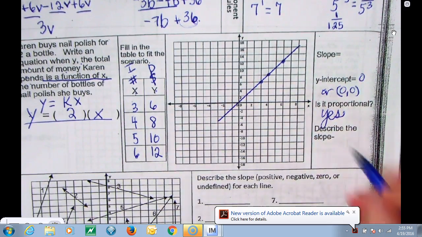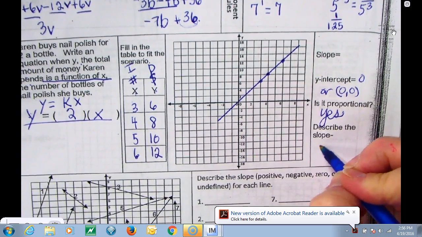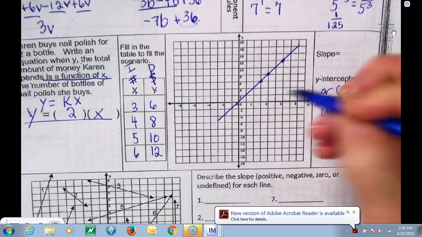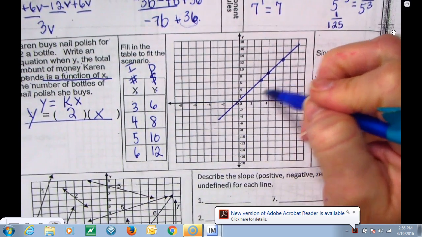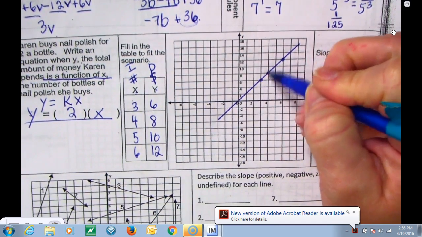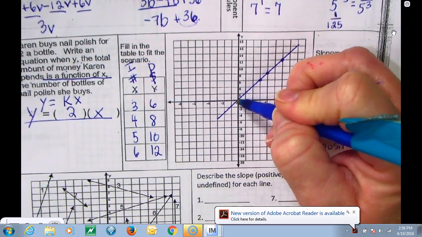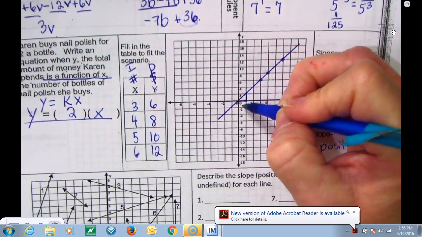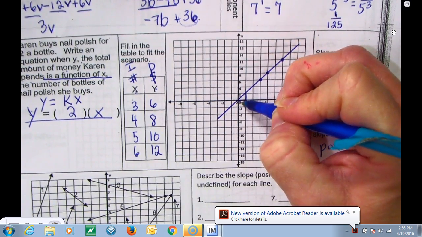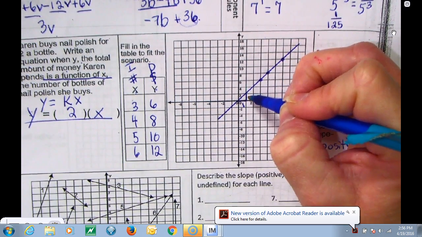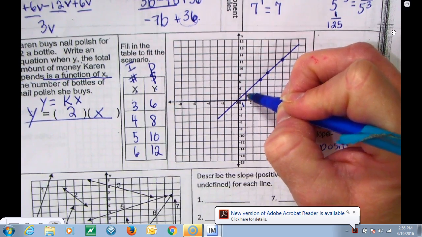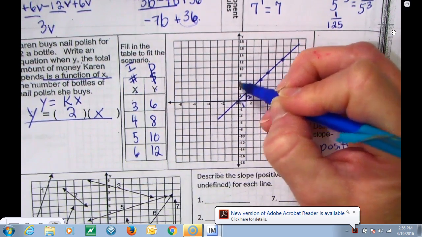The slope is positive, right? So let's go find the slope. I like to start at 0. So let's go over and up. The run is what? 1. What's the rise? No, it's not 1. It's 2. Guys, you're counting by 2s going up.